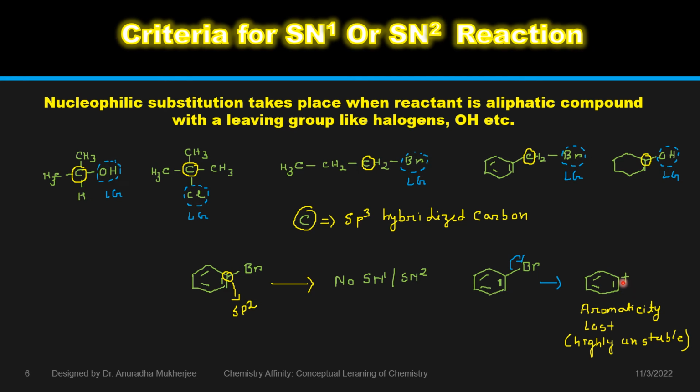In this case, if the carbocation formed, this phenyl ring would lose its aromaticity, and that is definitely not going to be acceptable. So that's why in bromobenzene, chlorobenzene, phenol, the bromine, Cl and OH cannot leave as a leaving group. They cannot form any carbocation, so they cannot undergo SN1 or SN2 reaction.